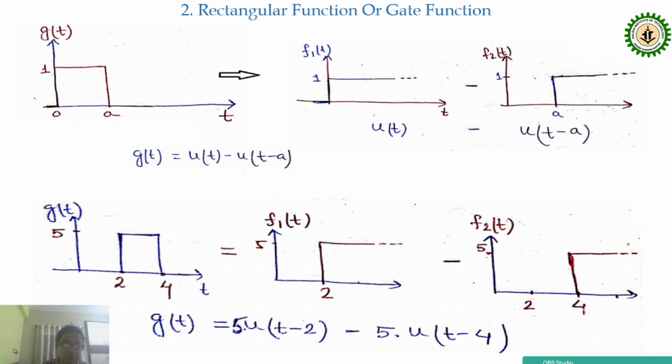Now the next function is called the rectangular function or gate function. This function is also a combination of step functions. See, this is the gate function. It looks like a gate: it starts at t equals 0, then ends at t equals a, and the magnitude is again 1. Because it looks rectangular, it is called the rectangular function.